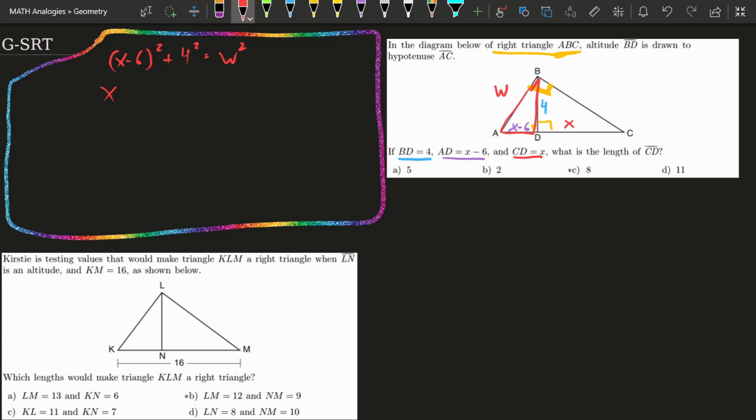So foiling this first piece, we have x squared minus 12x. If we FOIL it all out, you'll see that. And then plus 36 plus 4 squared equals W squared. Simplifying a little bit, x squared minus 12x plus 52 equals W squared. In other words, W equals the positive version of the square root of x squared minus 12x plus 52.